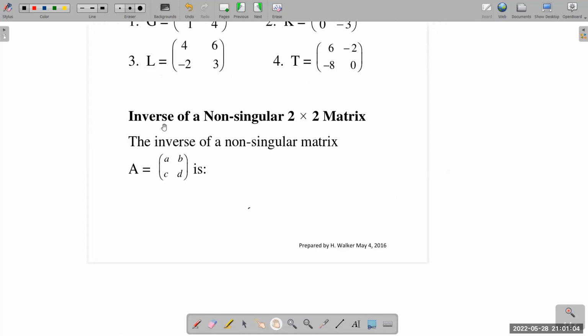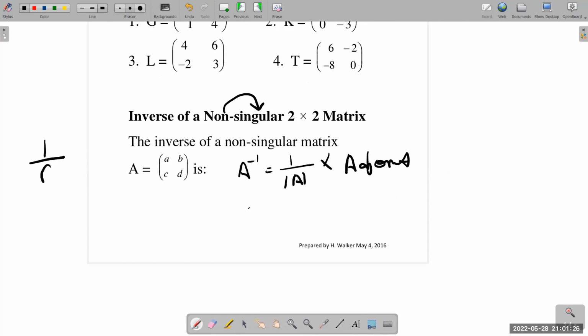All right, so now we're going to go into the inverse of a non-singular matrix. Why do you think they have to say it's non-singular? What is the formula for inverse? A inverse is equal to 1 over the determinant of A times the adjoint of A. Anybody remember me teaching you about anything being divided by 0? In maths, if you plug this in your calculator, you would realize it would say error or undefined. It just won't give you an answer.